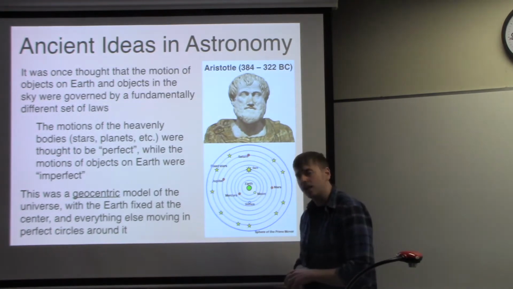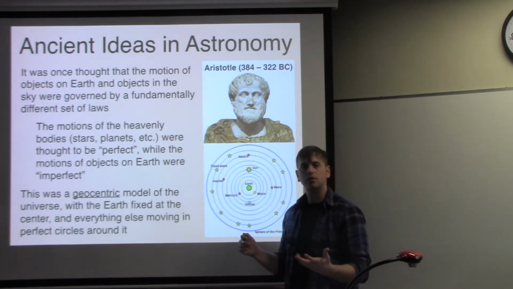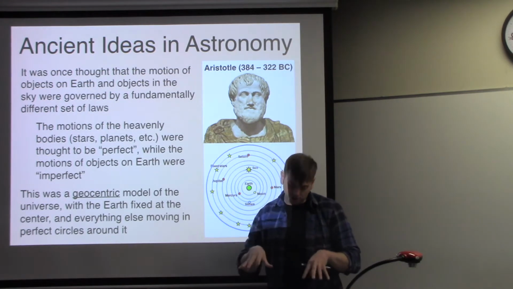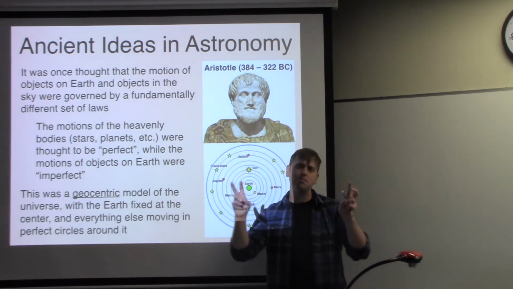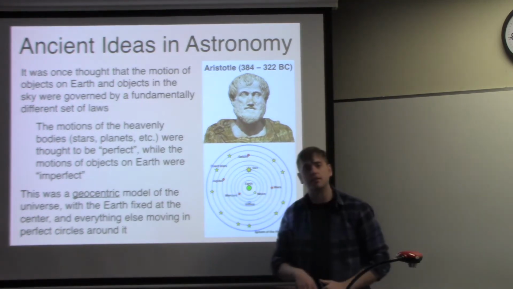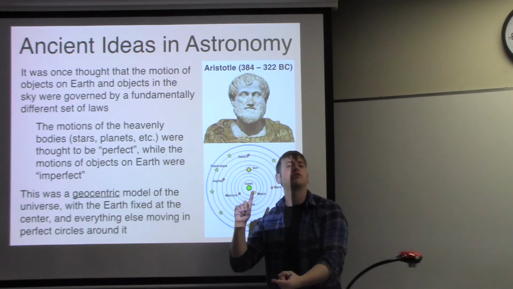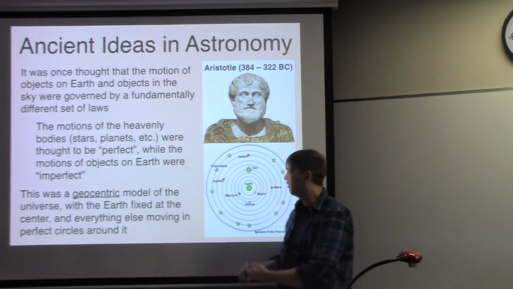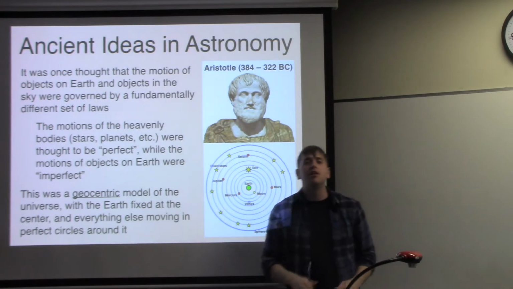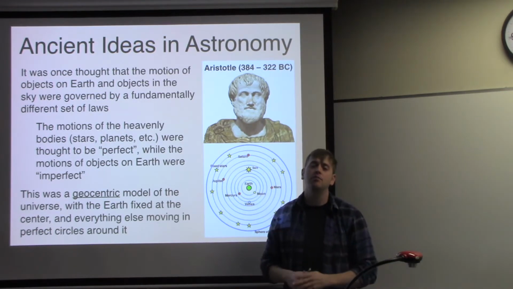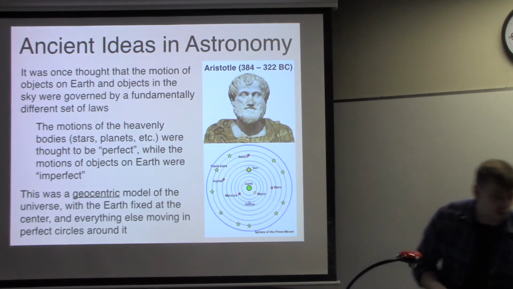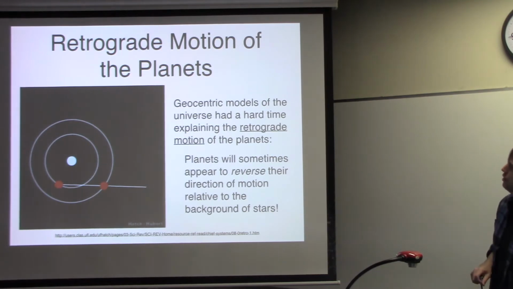And one thing I want to highlight about this model is perfect circles, okay? For whatever reason, people at the time had this idea that motions here on the Earth were quote-unquote imperfect, but motions out in the heavens, where the stars and the planets exist, were perfect. So it was thought that everything has to move in a perfect sphere because there's a fundamentally different way things work here on Earth compared to out in the heavens. That was the thinking at the time, and as we're going to find out, all of that is completely wrong.